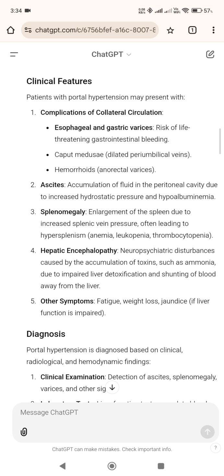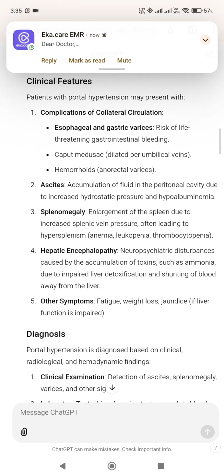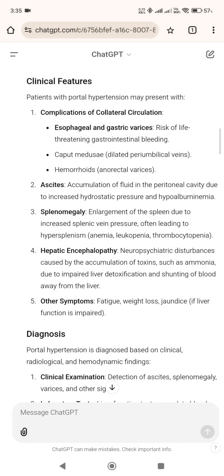3. Splenomegaly: enlargement of the spleen due to increased splenic vein pressure, often leading to hypersplenism, anemia, leukopenia, thrombocytopenia. 4. Hepatic encephalopathy: neuropsychiatric disturbances caused by the accumulation of toxins, such as ammonia, due to impaired liver detoxification and shunting of blood away from the liver. 5. Other symptoms: fatigue, weight loss, jaundice, if liver function is impaired.